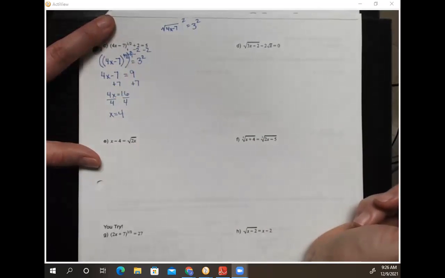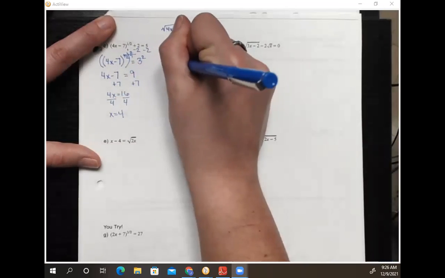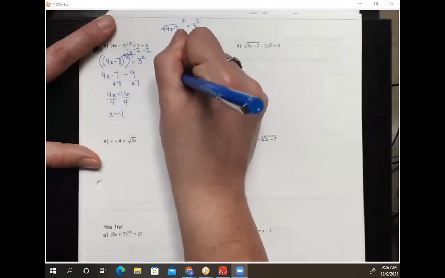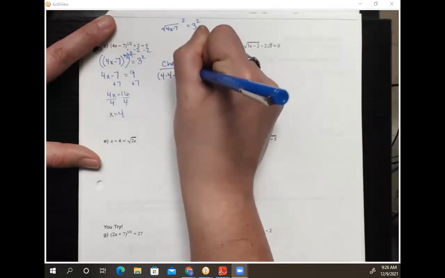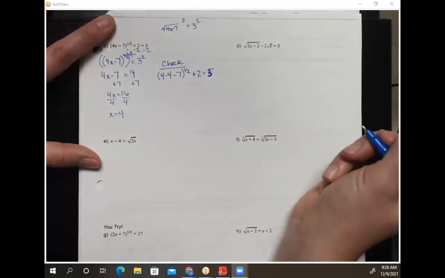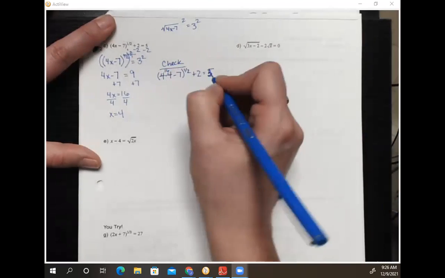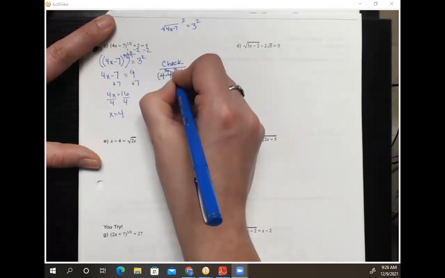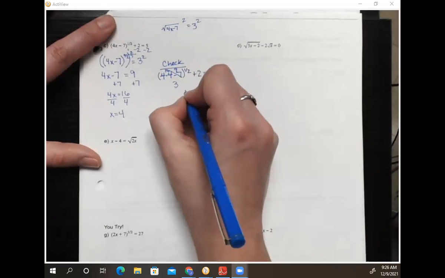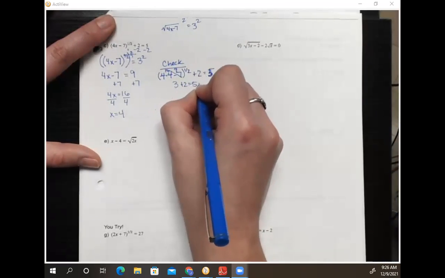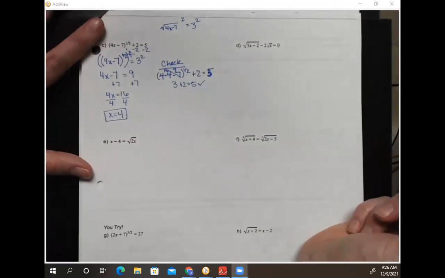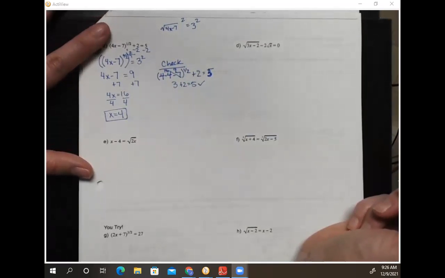And then don't forget to check your work. I'm going to check my solution off to the side here. So this would be 4 times 4 minus 7 to the 1/2 power plus 2 equals 5. 4 times 4 is 16. 16 minus 7 is 9. 9 to the 1/2 power is the same thing as the square root of 9, which would be 3. 3 plus 2 is equal to 5. So I have a solution there. x equals 4 is a valid solution.